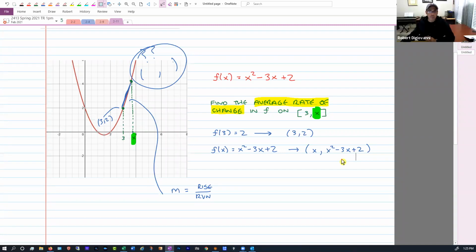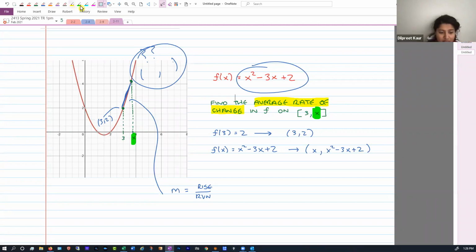I really want to make sure everyone understands what we're doing here. I want to find the rise over run, so I need 2 points. The first point is easy: plug in 3, it spits out 2. The second point, I'm not telling you what it is, I'm just saying it's X. When you plug X in, it spits out whatever the function does to X, which is the definition of the function: X squared minus 3x plus 2. We good with that? Yeah, we're good.